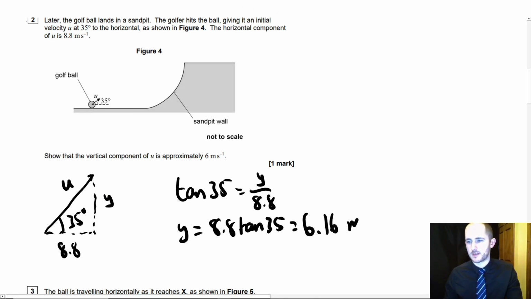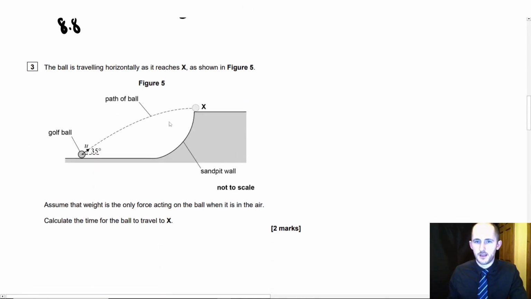So when they say approximately, what you want to do is make sure your answer rounds to that value. So approximately 6 meters per second means that to 1 sig fig, I should get 6, which I do. Okay, and that's all you really need to care about. So even if I got 6.45, it still counts as approximately. The ball is travelling horizontally as it reaches x, as shown in figure 5. So it kind of goes up, and then it really does level off. Assume that weight is the only force acting on the ball when it is in the air.